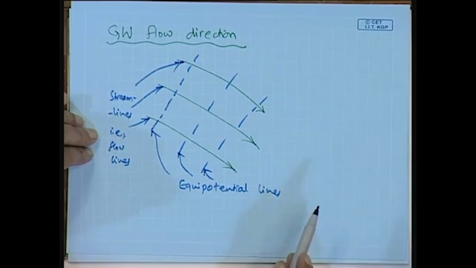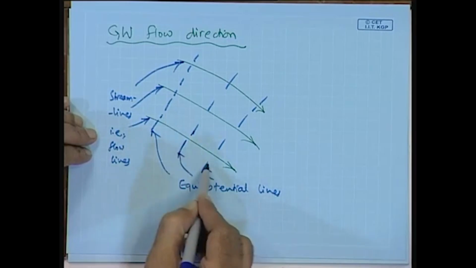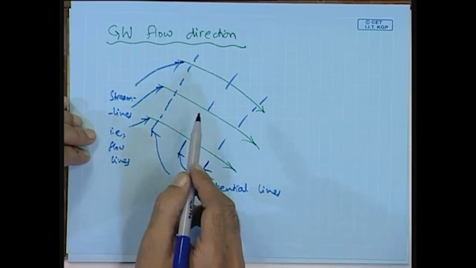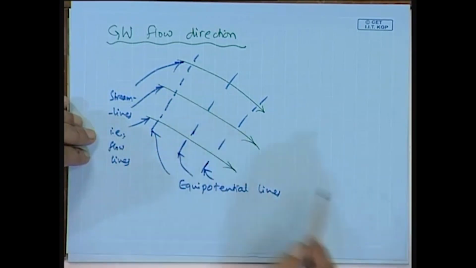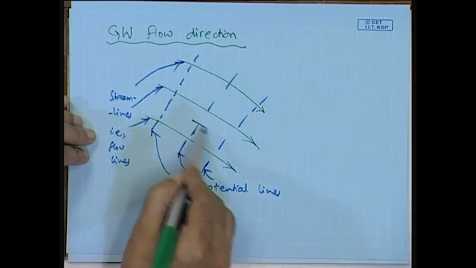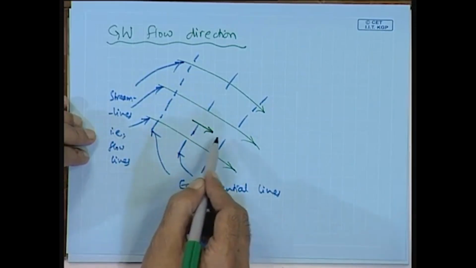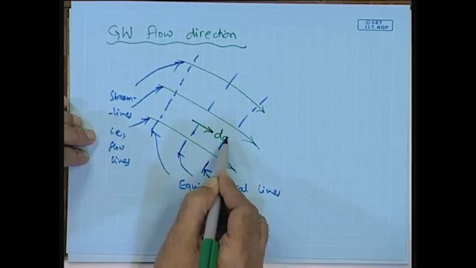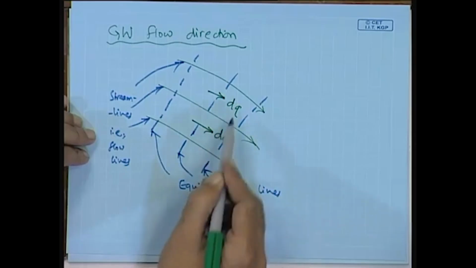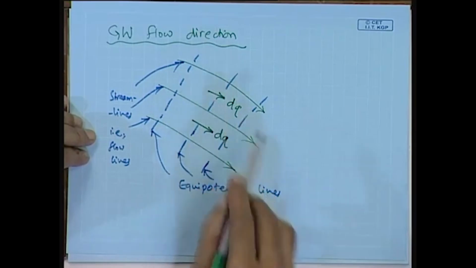Now, let us partition this flow net into square grids, and let us say the total flow between 2 neighboring streamlines be dq, and here also the flow is dq between the bottom and the middle streamline, as well as the middle and the top streamline.